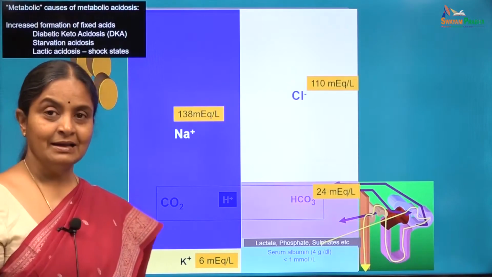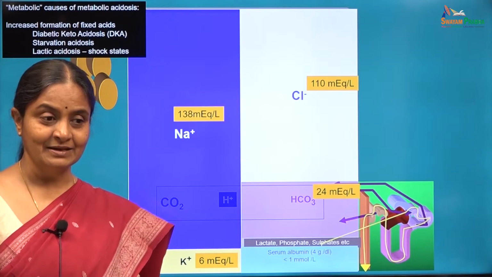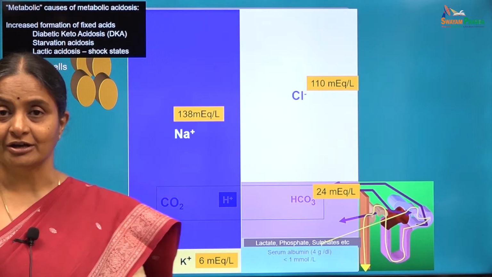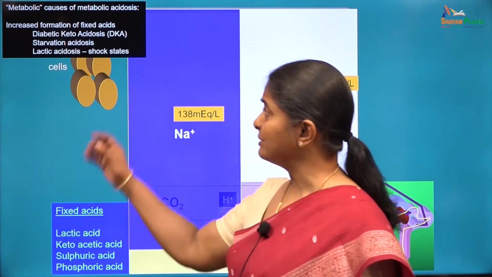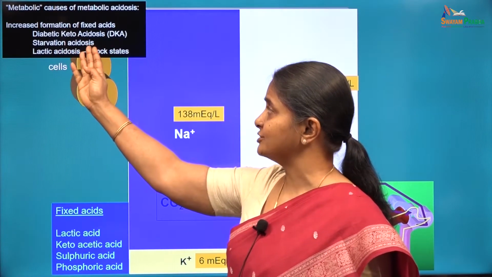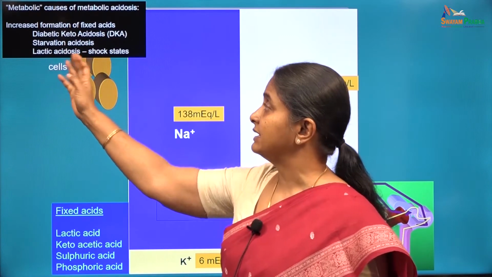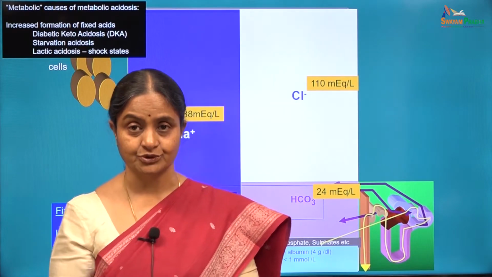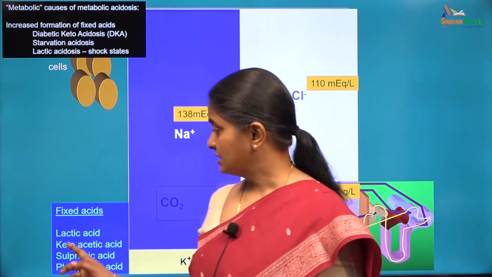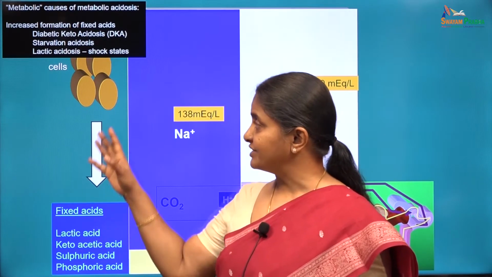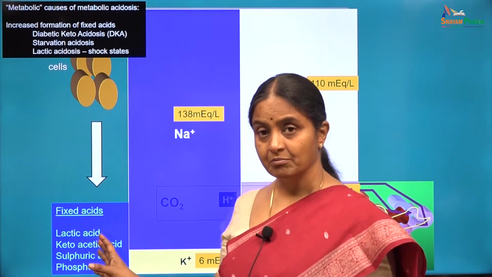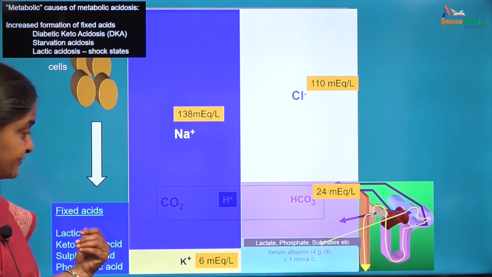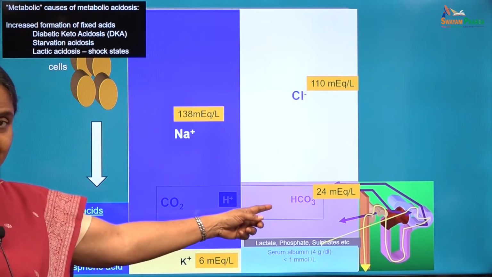Last but not the least, in fact, a major cause of metabolic acidosis are the really metabolic causes: diabetic ketoacidosis, starvation acidosis, which is again a ketosis, and lactic acidosis. When there is reduced tissue perfusion, one might get lactic acidosis. In these conditions, the output of fixed acids by the tissues is more, and there are two ways in which these fixed acids will reduce plasma bicarbonate.